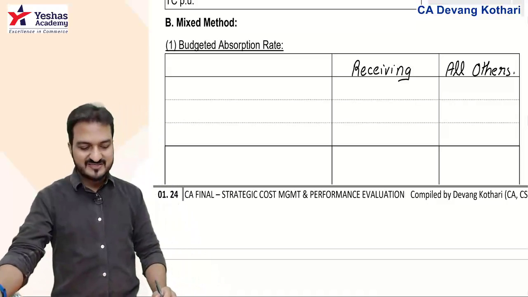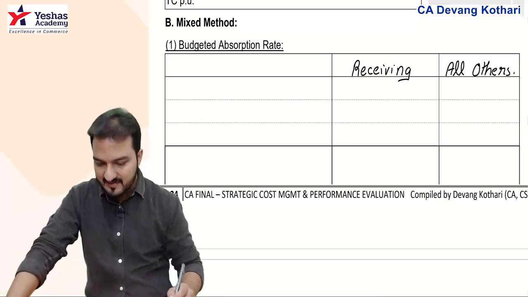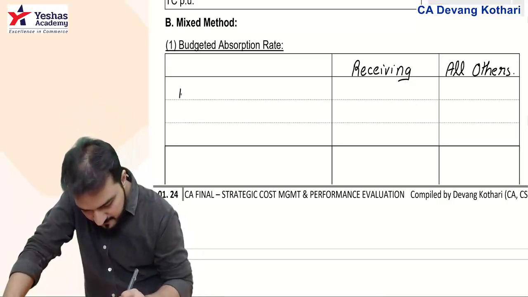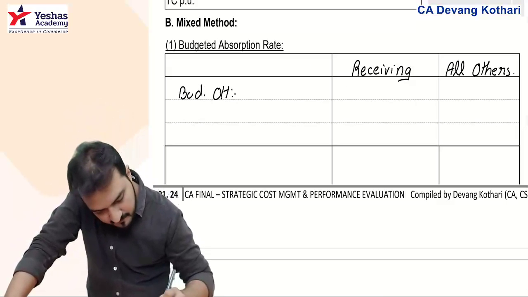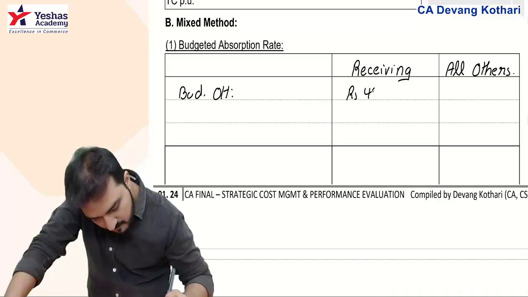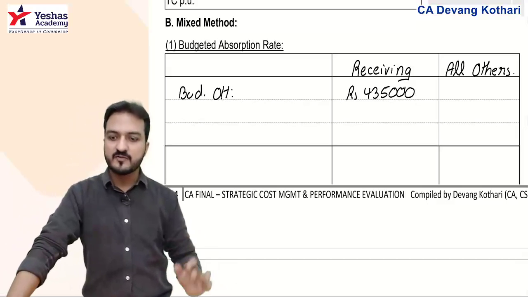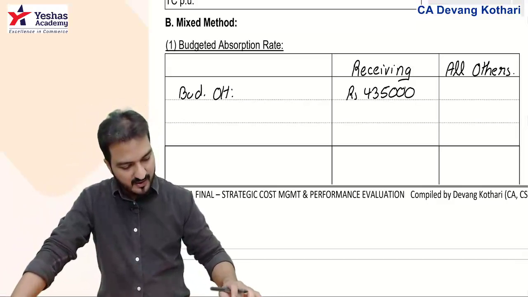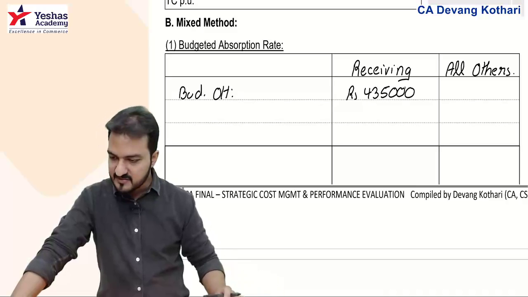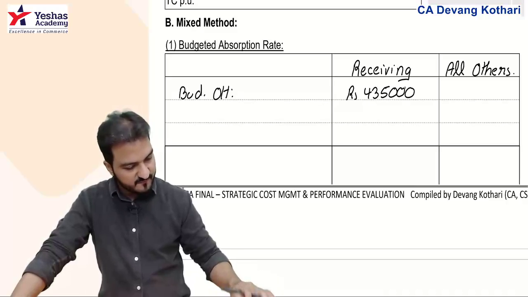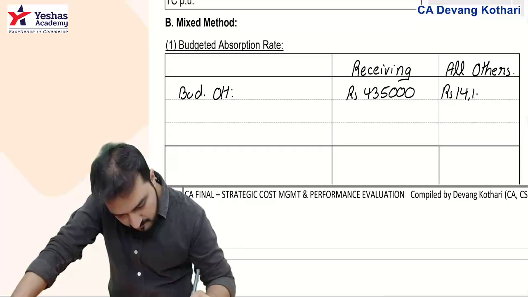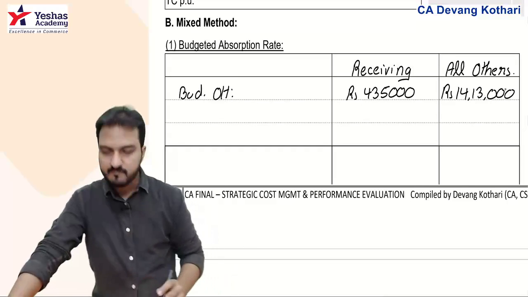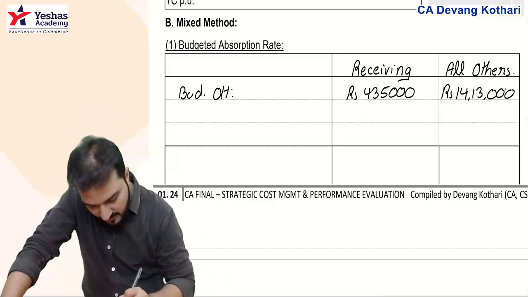The total cost of receiving department is 4,35,000. The receiving department budgeted overheads 4,35,000, and all others will be how much? Total 18,48,000 minus receiving cost 4,35,000 makes it 14,13,000. Two separate columns, and in each of them I divide the base.